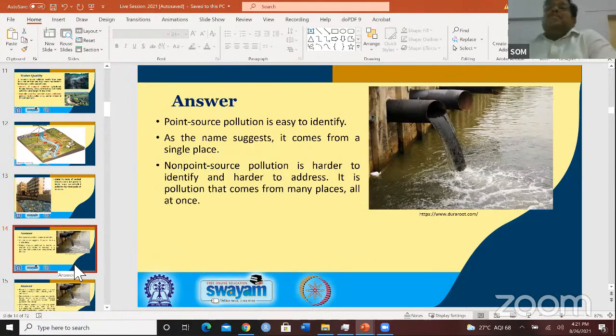Now, one thing you have to understand is that point source pollution is easy to identify. As the name suggests, it comes from a single place. And non-point source pollution is harder to identify and harder to address. It is pollution that comes from many places all at once.